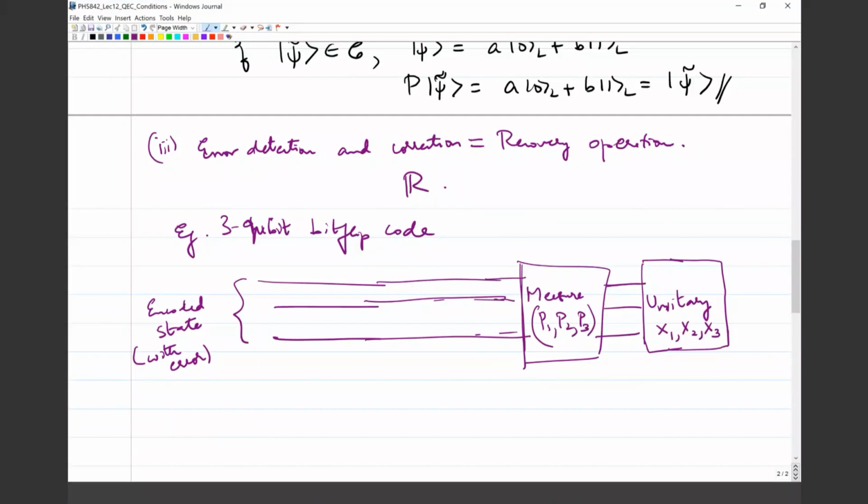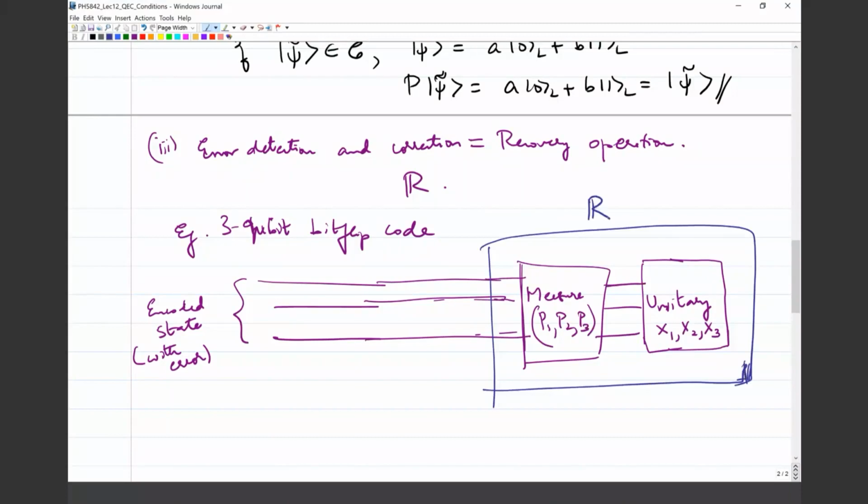And together, I will box this and call this a recovery operation, R, which is a CPTP map. Because as we already saw in the first few weeks of this course, unitary operations are nothing but a special case of CPTP maps, and measurement is also a special case of a CPTP map, right? There are 2 examples which we've already seen which fit under this umbrella of general quantum operations. So I can abstract out this whole process of error detection and error correction, just for mathematical purposes, as a single completely positive trace preserving map, and I will just call this the recovery map or the recovery operation.